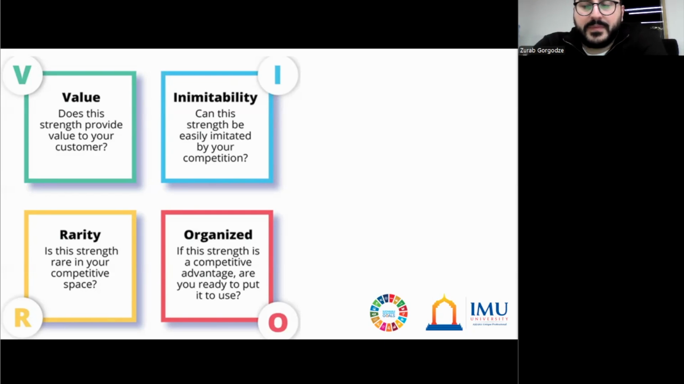Question 9. Can small businesses benefit from using the VRIO framework? Absolutely. Small businesses can use VRIO to identify their unique strengths and focus on leveraging them for a competitive advantage against larger players in their industry.